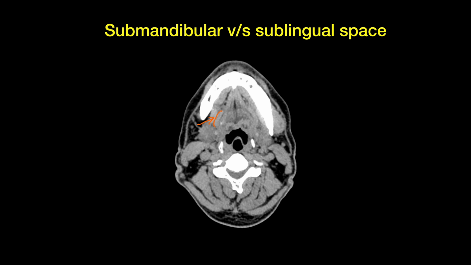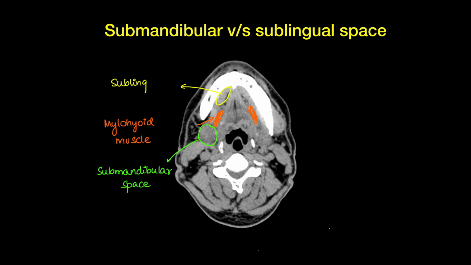Coming to submandibular space, first we'll see the difference between submandibular and sublingual space. This muscle which I have marked here is the mylohyoid muscle. We'll not discuss this in detail because we're not discussing oral cavity. But behind the mylohyoid muscle, we have the submandibular space. This is the muscle which divides these two spaces. Anteriorly, we have the sublingual space. This is on axial sections.